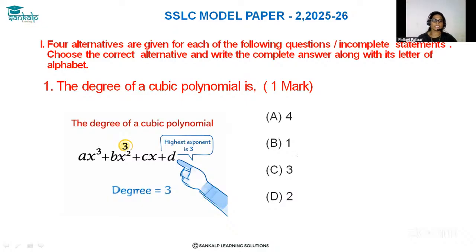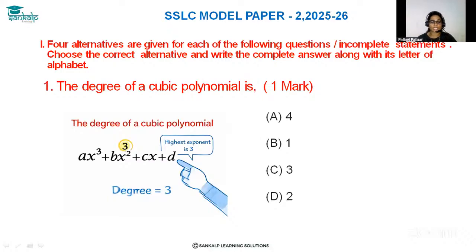So here a polynomial is classified by its degree, which is the highest power or exponent of the variable in the expression. A polynomial with the highest power of the variable as 3 is defined as a cubic polynomial.